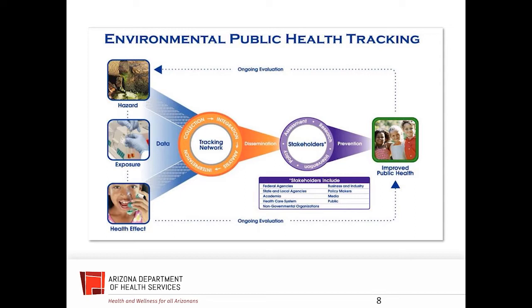An important feature of the program is the Environmental Public Health Tracking Network, which integrates hazard, exposure, and health effect data in a standardized format. Integrating all of these elements makes environmental public health tracking unique. Once these data are integrated, they can be analyzed, interpreted, and disseminated to the stakeholders who need this information. Stakeholders include a wide variety of audiences, such as federal, state, and local agencies, academia, policymakers, media, and the public. From there, these stakeholders can take the data to do further research, make assessments, develop interventions and policies.